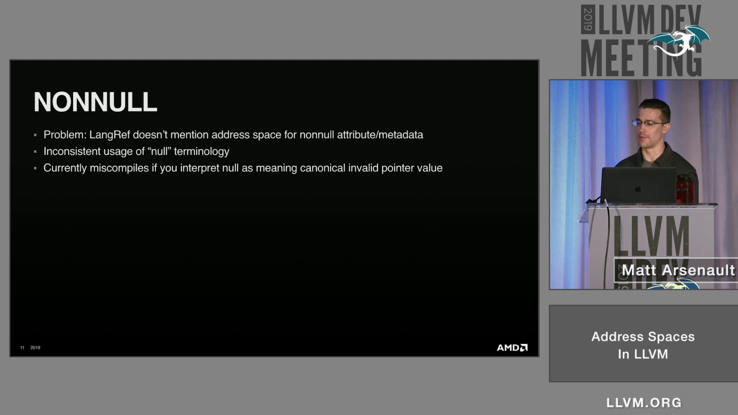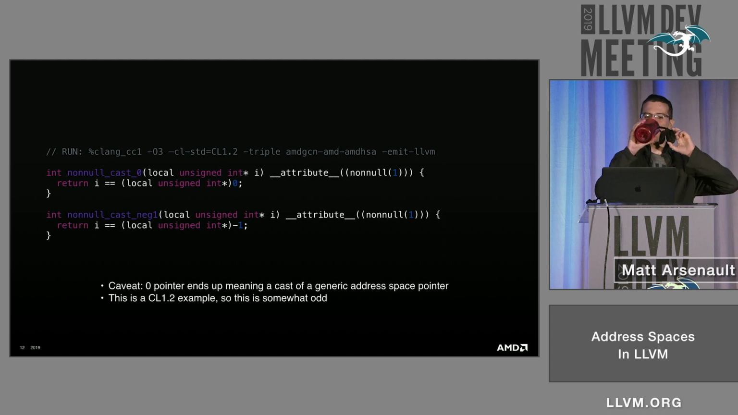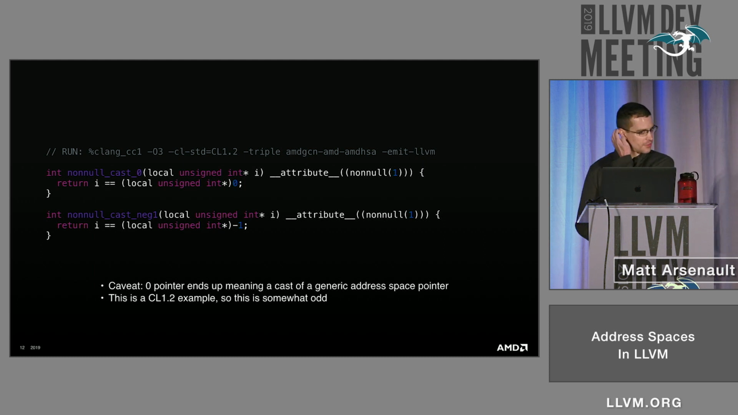So for an example of a bug that occurs today with non-zero null pointers, we have this nonnull attribute and metadata in the IR. And there's sort of an inconsistent usage of null terminology or just confusion. If you interpret null as meaning the invalid pointer value, we miscompile this today. So here's the most trivial example I could come up with that sort of shows this. Here you just have a pointer comparison with a nonnull argument attribute and a comparison to a literal 0 and a literal -1. The important thing to note here is because of how C defines this, the 0 literal pointer ends up meaning a generic address space null. This is also a bit odd in this particular case because this is an OpenCL 1.2 example which did not define the concept of a generic address space.